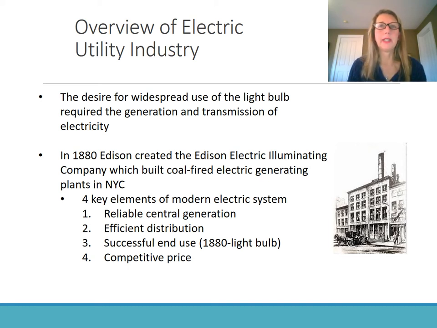New York City. Why is this important? Well, this generating plant had the four key elements of the modern electric system: reliable central generation, efficient distribution, they were able to efficiently get the generation to the residents, and successful end use, the light bulb. And they also did it for a competitive price.